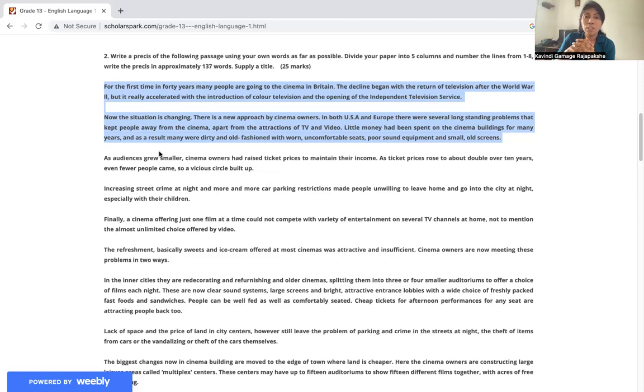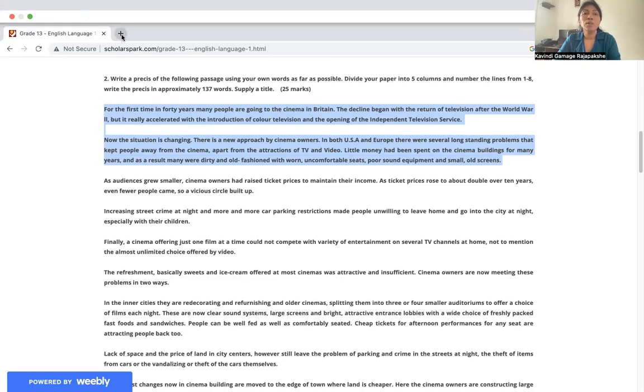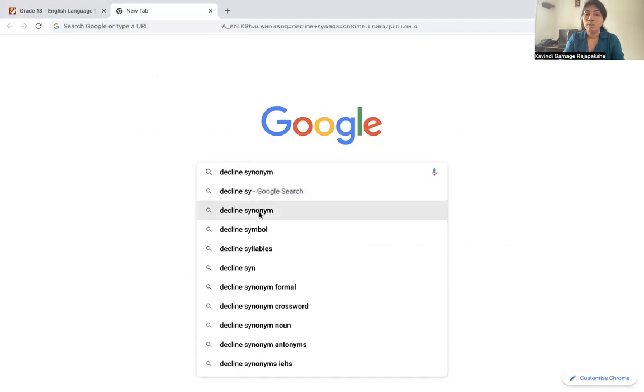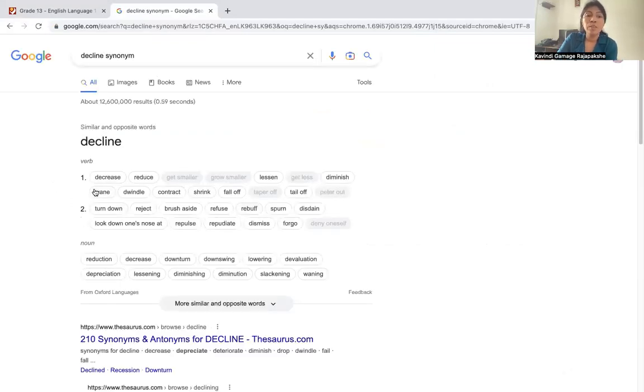With the arrival of television, especially colored television, people began to move away from cinema and were attracted to the television. There was a decline, or else you can just search, you just type decline synonyms. See, decrease, reduce, turn down. See, you can get some other words also. There was a decrease, you can say.